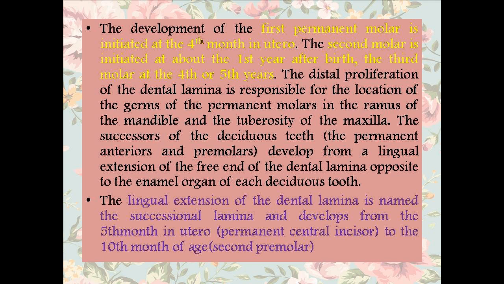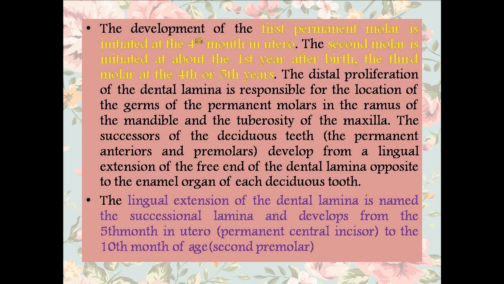Now, the development of the first permanent molar is initiated at the 4th month in utero, whereas the second molar is initiated about the first year after birth and the third molar at the 4th or 5th year after birth. The distal proliferation of the dental lamina is responsible for the location of the germs of the permanent molars, as I said before, in the ramus of the mandible in case of mandible and tuberosity of maxilla in case of maxilla.